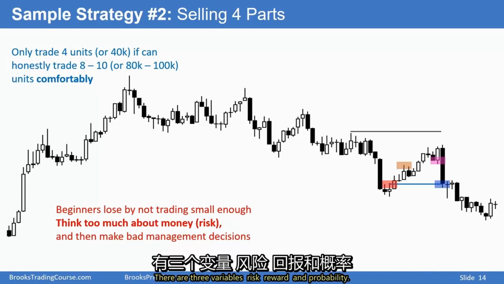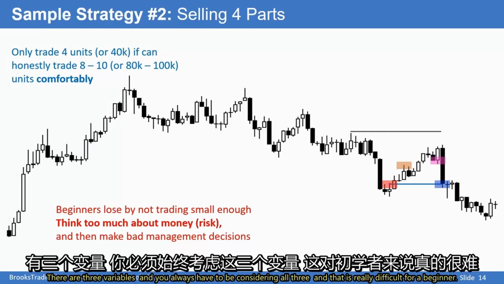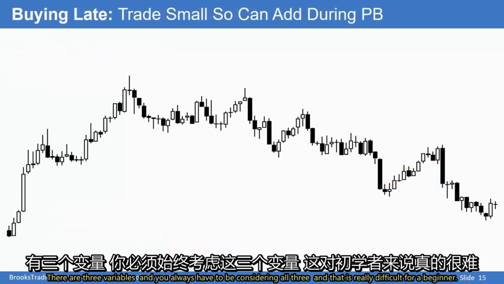There are 3 variables, risk, reward, and probability. Beginners only think about risk, and they ignore probability and they ignore reward, and they manage trades based entirely on risk, and they end up losing money. There are three variables, and you always have to be considering all three. And that is really difficult for a beginner.